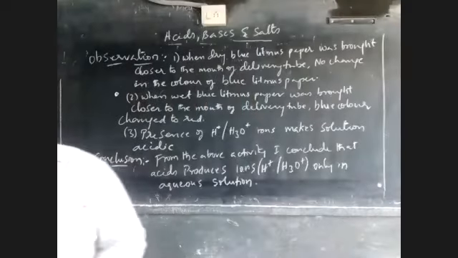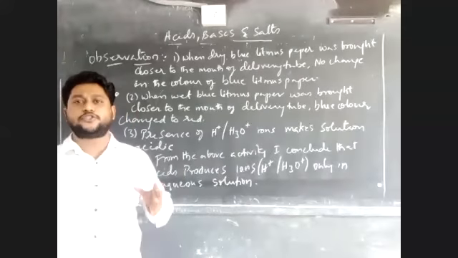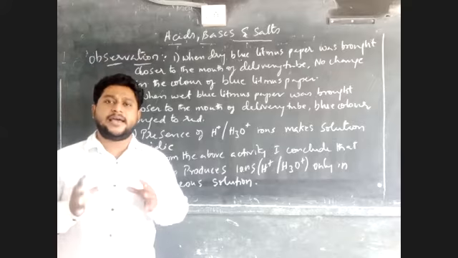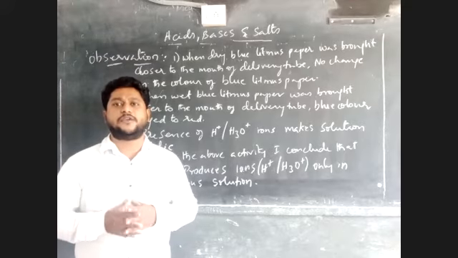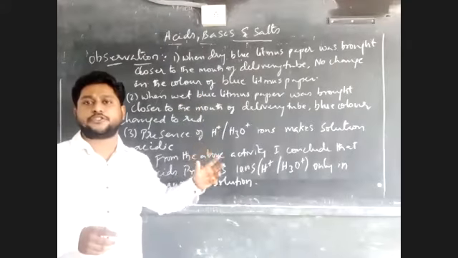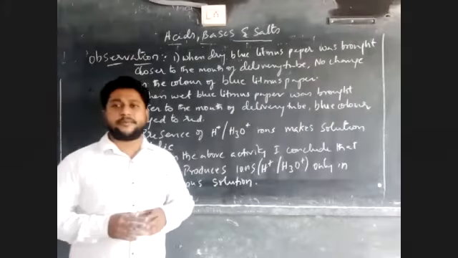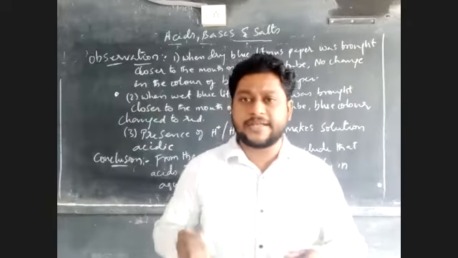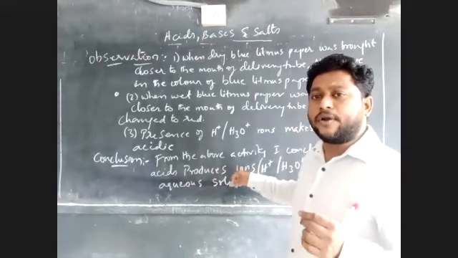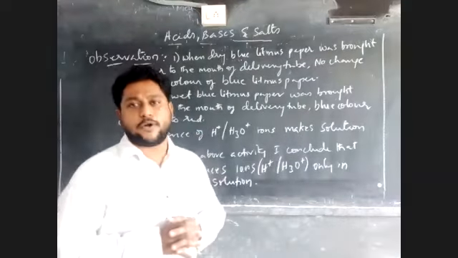Okay, so this is our observation and conclusion. What is our aim? It is to prove that acids produce their ions only in moisture conditions, only in aqueous solutions. The materials required, precautions, procedure, and observation are given, and here is our conclusion. From the above activity, I conclude that acids produce their ions. What are those ions? Hydrogen ions or hydronium ions, only in the presence of moisture.